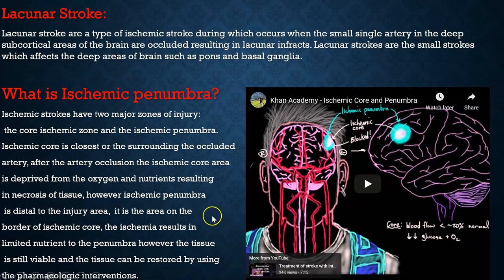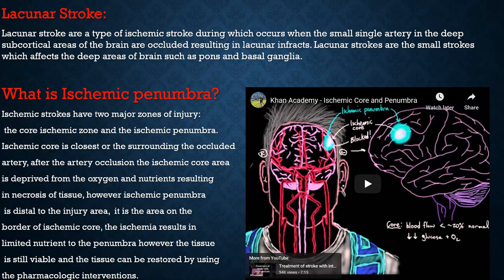Now, what are lacunar strokes? These are ischemic strokes, which occur within a small single artery in the deep cortical areas of the brain. As I mentioned before, the striate arteries that provide blood to the deep structures of the brain are very thin and long.